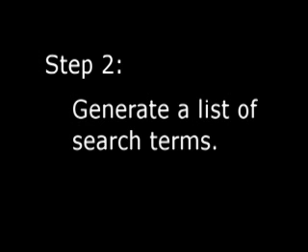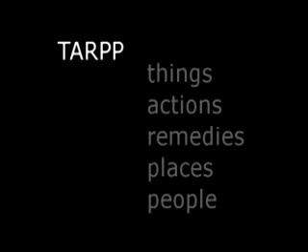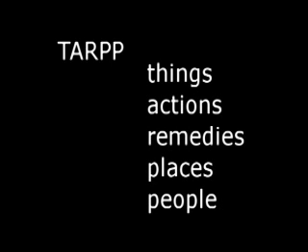Step 2, generate a list of search terms. My favorite method for doing this is something called the TARP method. Now, TARP just stands for Things, Actions, Remedies, Places, and People. Make sure that you write down everything you can think of and make the list as big as possible.